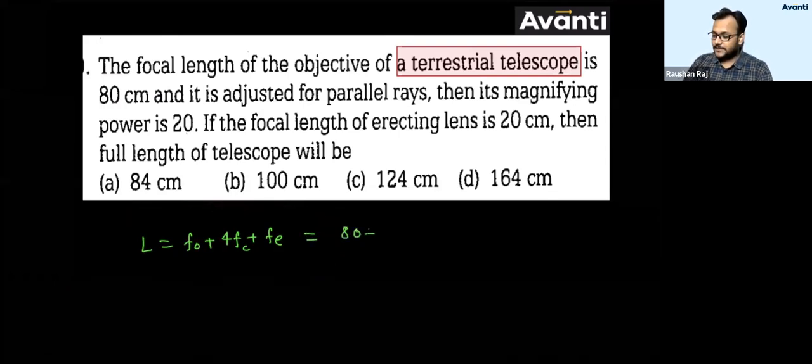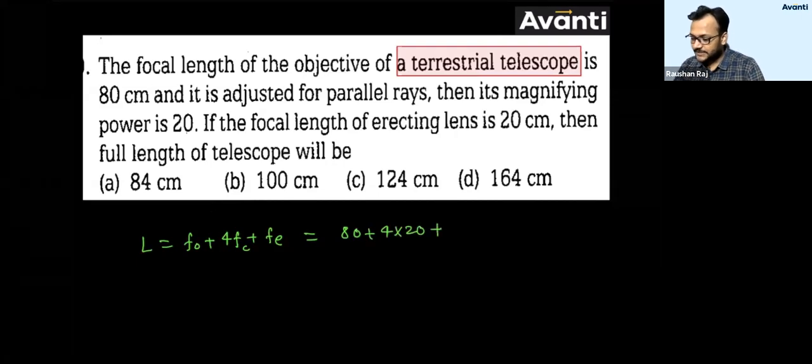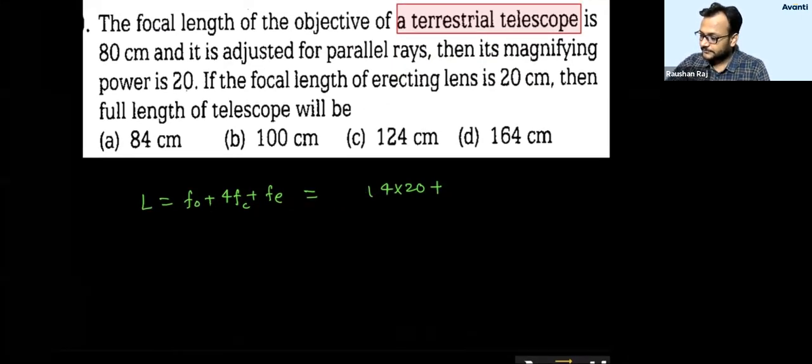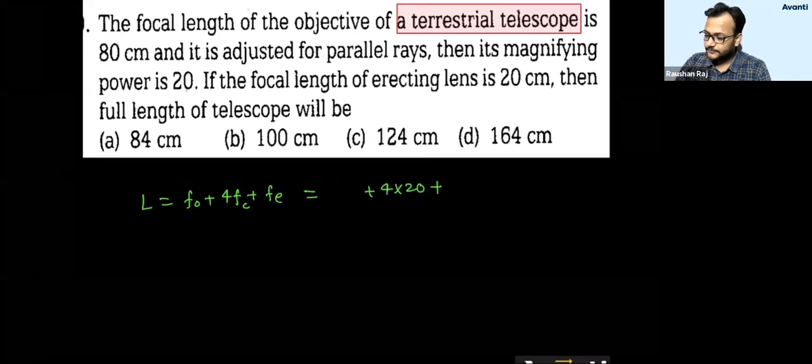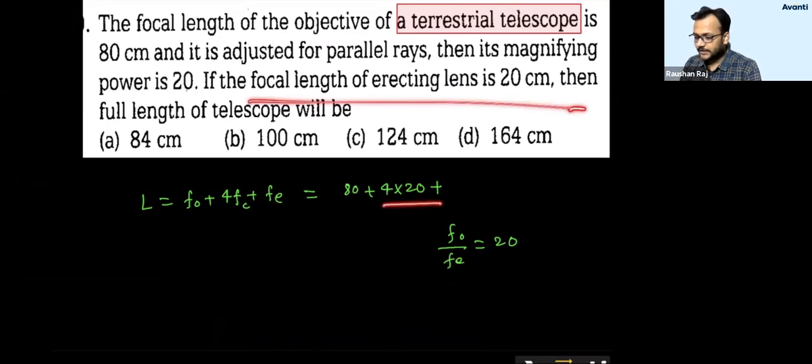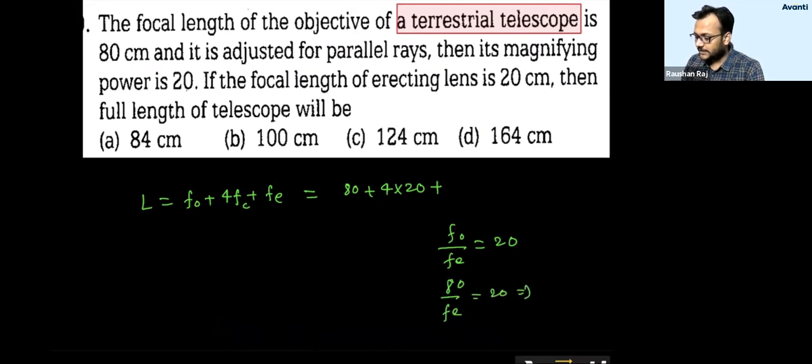So 80 plus 4 into 20 plus... Okay, look at the magnifying power: it is given as 80, not 80, this is 20. Okay, the objective's 80, no problem. So I will write f0 divided by fe is 20. So what is f0? How much is given? Focal length is 20, so correct, no issues. So I'll get 80 divided by fe is equal to 20, and so fe is equal to 4. Then I'll get the answer as 164 centimeter. This is the answer.